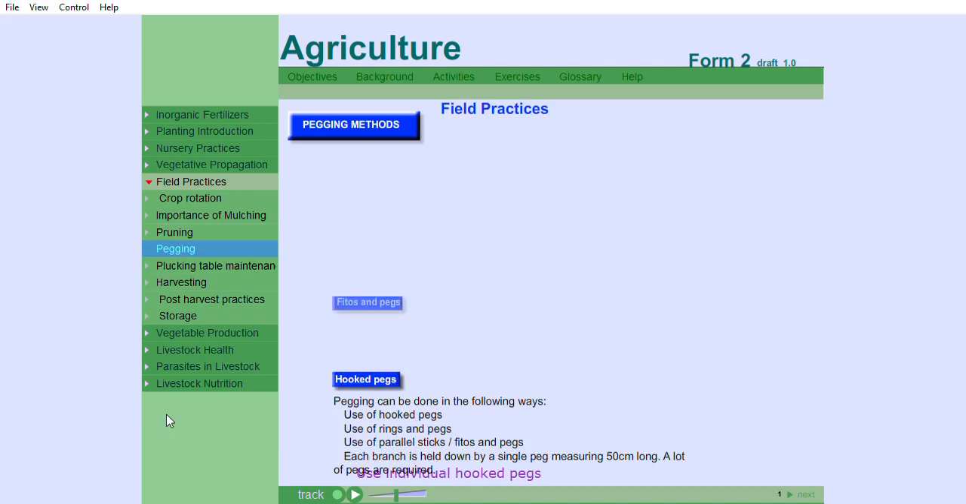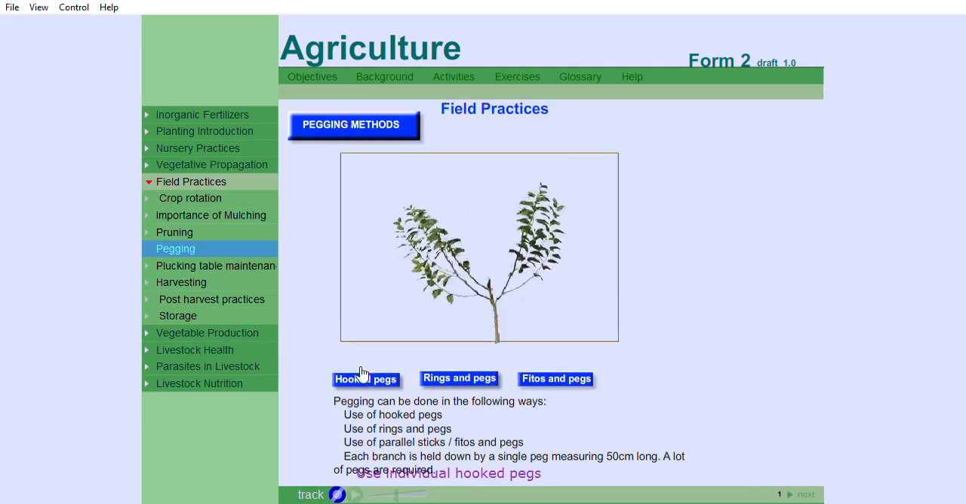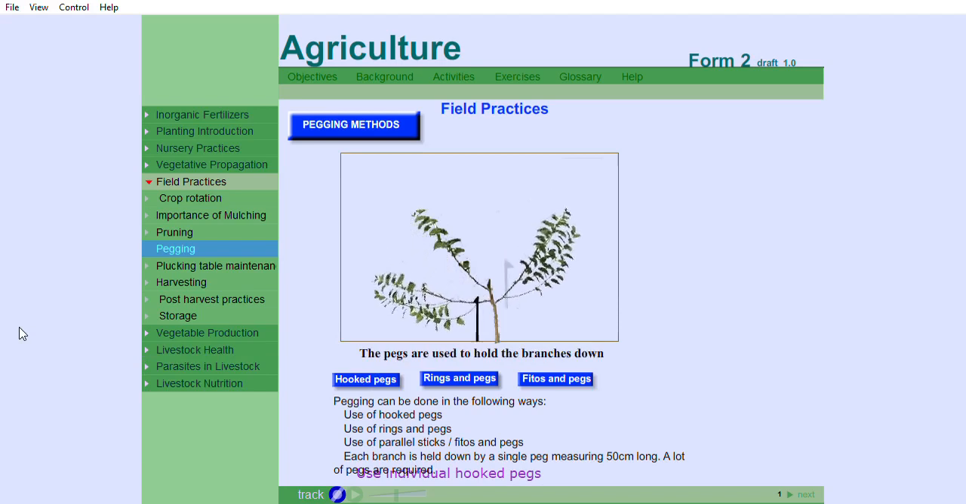Pegging can be done in the following ways: use of hooked pegs, use of rings and pegs, use of parallel sticks or phytos and pegs. Each branch is held down by a single peg measuring 50 centimeters long. A lot of pegs are required.